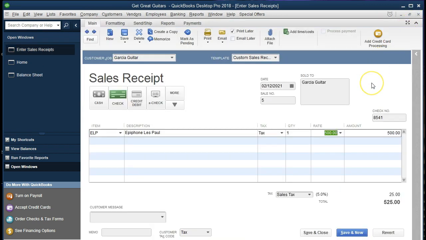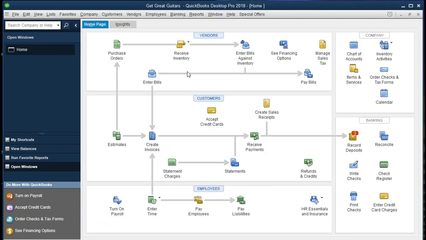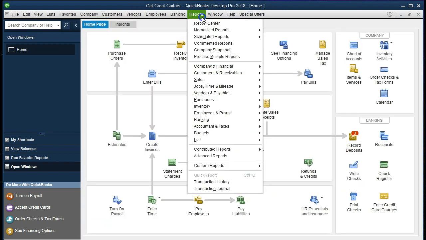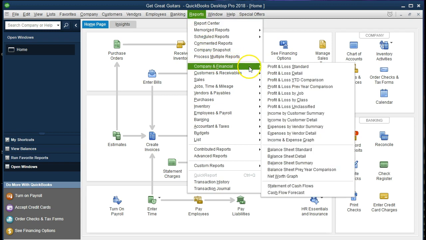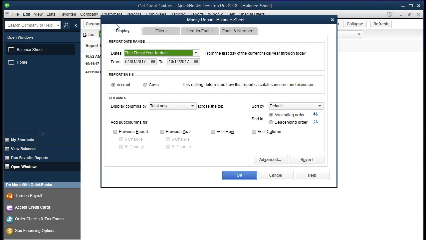We're back to our sales receipt. We're going to say save and close, and then we'll go and see what happens in terms of our financial statement. Save and close, and it's going to say you have changed the transaction. I'm going to say yes, we want to record that. And we're going to go to our balance sheet first. So let's go to the reports up top, scrolling down to company and financial, and then scrolling down to the balance sheet standard. We're going to change the date range, top left, customize the report. And it's going to be from 01/01/21 to 12/31/21. So January 1st, 2021 to December 31st, 2021.